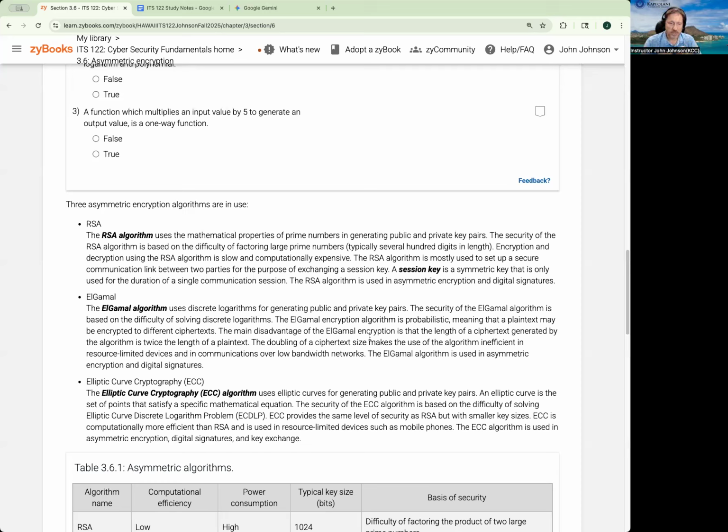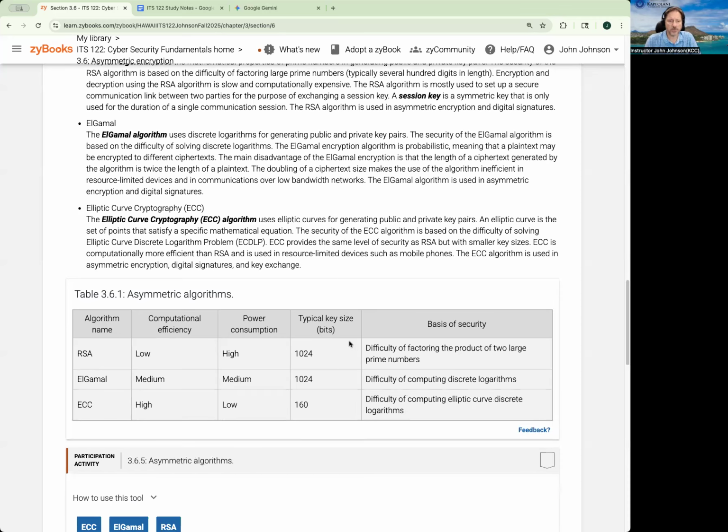ECC is computationally more efficient than RSA, and it's used in resource-limited devices such as your mobile phones. This algorithm is used for asymmetric encryption, digital signatures, and key exchange. So when you look at these three that we just talked about, they all are used in asymmetric encryption and digital signatures, but the last one, the ECC algorithm, is also used in key exchange.